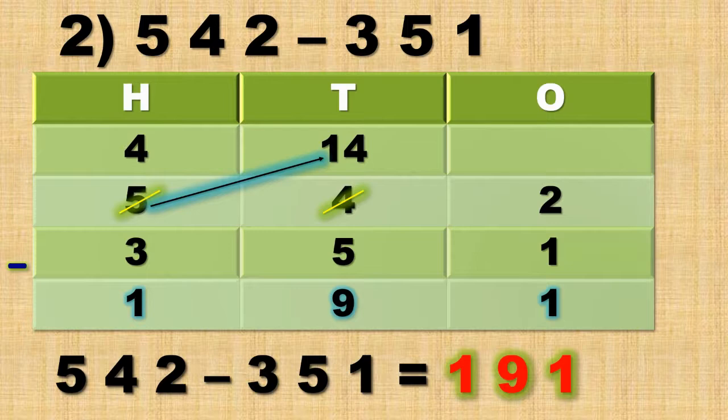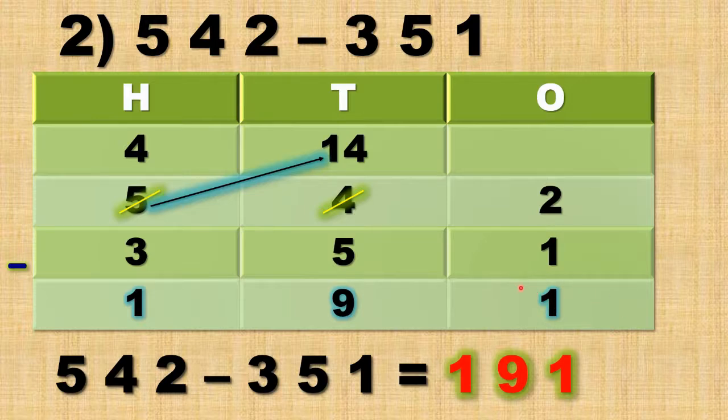Students, see second example, 542 minus 351. Place them in place value table. First let us write each digit in their places. We have ones, tens and hundreds place. First we will start from ones place. We have to subtract 1 one from 2 ones. So 2 minus 1, we got 1 one.